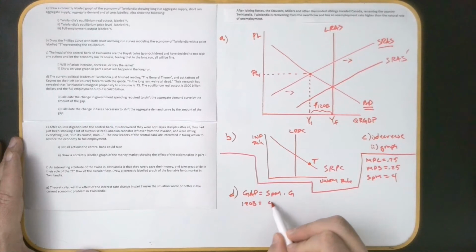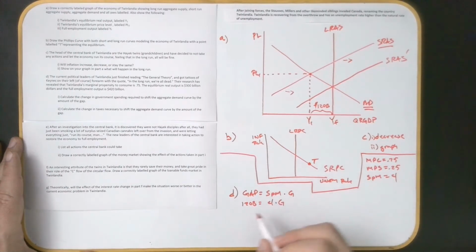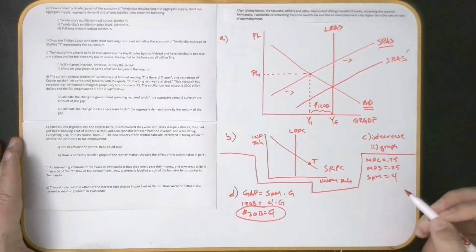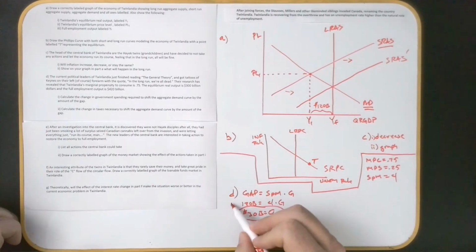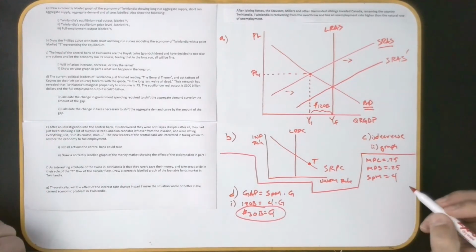My spending multiplier is 4 times G. I gave you nice friendly numbers here. You should have had a $30 billion government spending program. Okay? Now, the other part of the question says, so that was part 1, and then part 2 says, calculate the change in taxes.